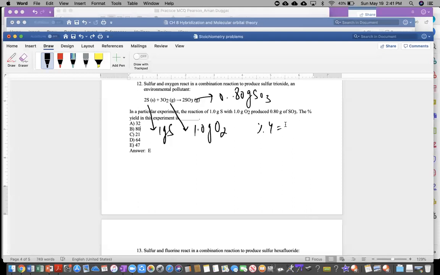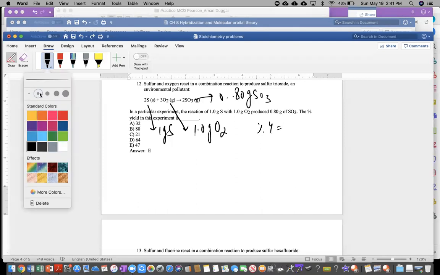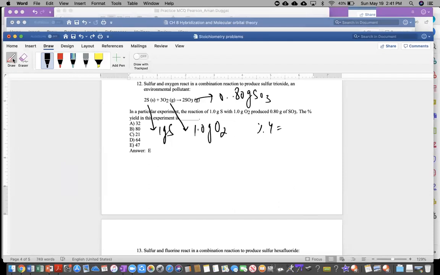So whatever you got here, how much product was made. What do you have to put here? You get theoretical yield. How do we get theoretical yield? So let me first put the formula. It's actual over theoretical times 100.